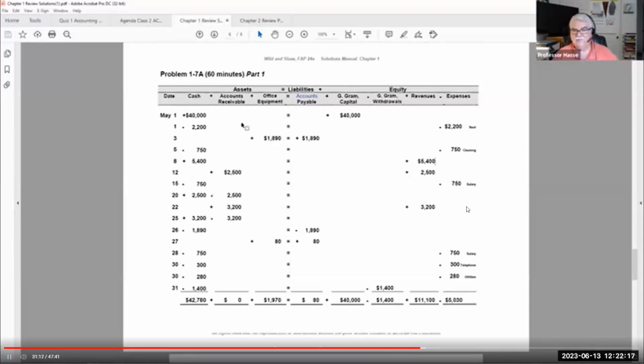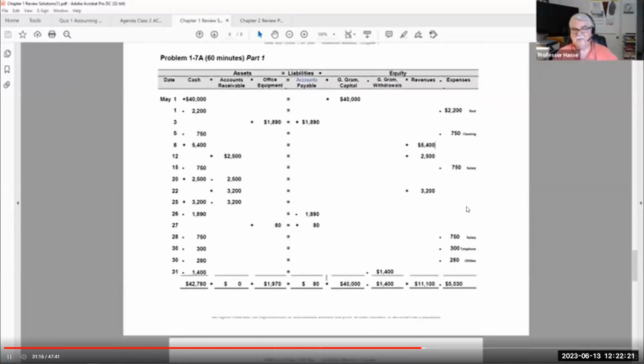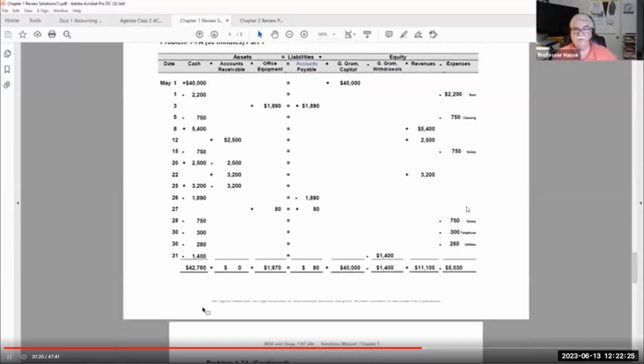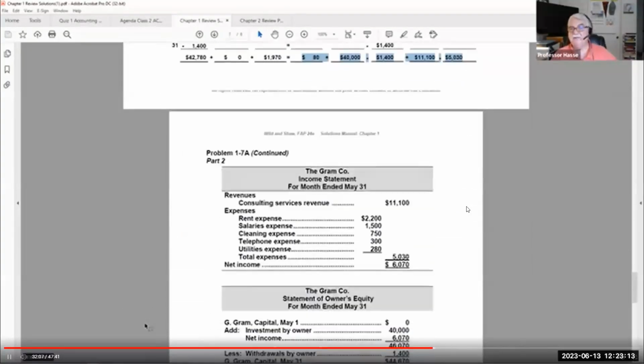So take a look at this problem 17A just to get a feel for the transactions. And then once all those transactions are done in May, you have the totals. $42,780 of cash. That's how much money should be in your checking account. You have $1,970 of office equipment. You still owe $80 on accounts payable. The owner has invested $40,000 in the business. The owner has taken out $1,400 of withdrawals from the business. You had $11,100 of revenues and $5,030 of expenses. Add all these up, the assets will equal the liabilities and equity. You're in balance. And then you tell the world what happened by doing the financial statements right here.